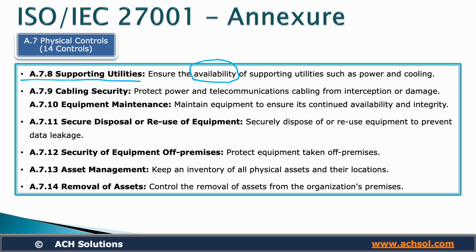Sometimes damage can also create a lot of loss. For example, if you have mice, or if someone intentionally cuts it, then also it's a problem. So we have to protect that. The next one is equipment maintenance. This asks you to maintain equipment to ensure its continued availability and integrity. So these all are physical controls, guys, right? It will talk more about availability and integrity. Let's see it with an example.